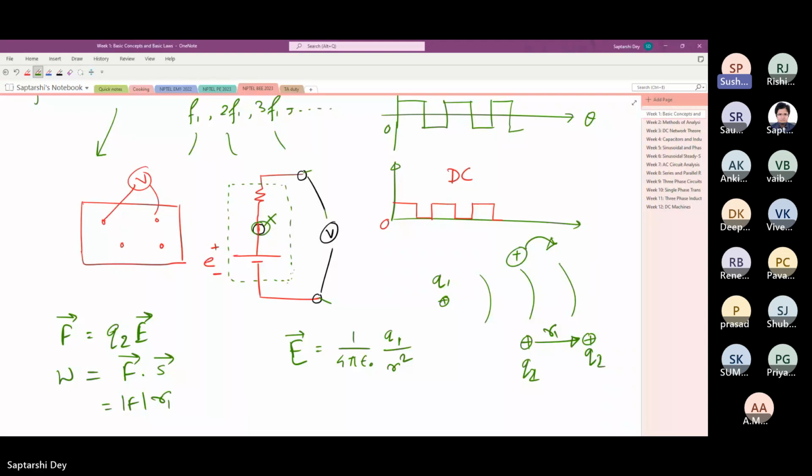Can it be defined as, sir, energy gained by a unit of charge as it moves through the battery? Dimensionally, I have to check. Energy gained by a unit charge. Yes, I think. Okay.